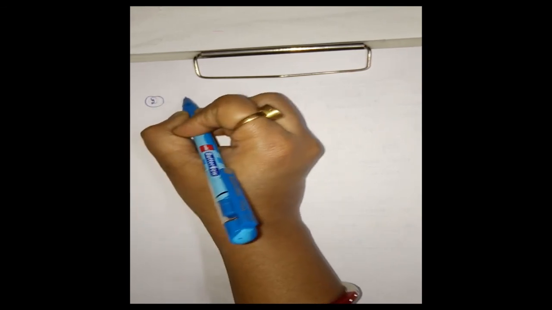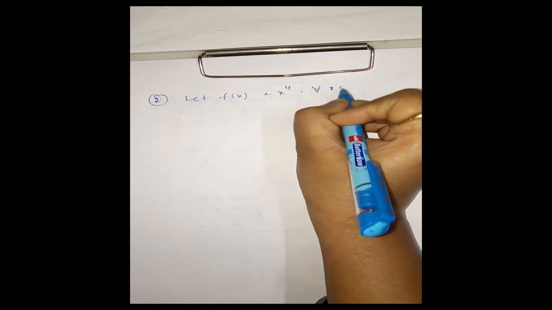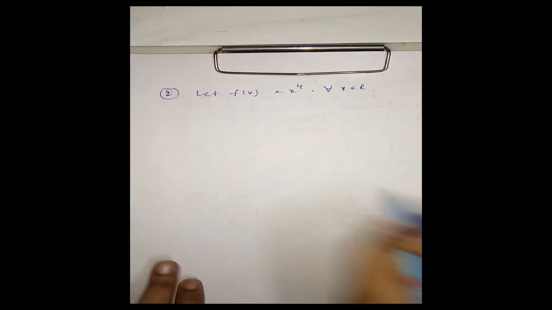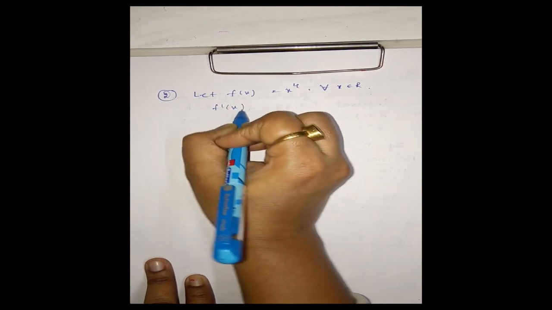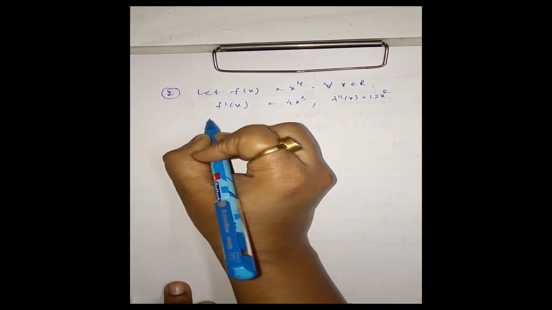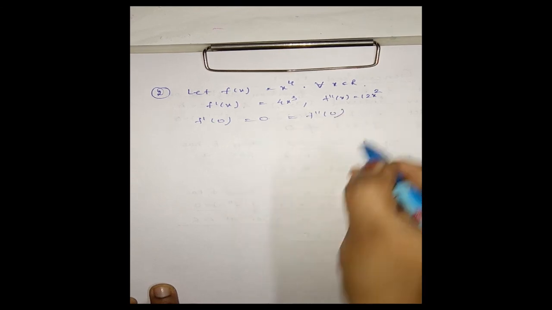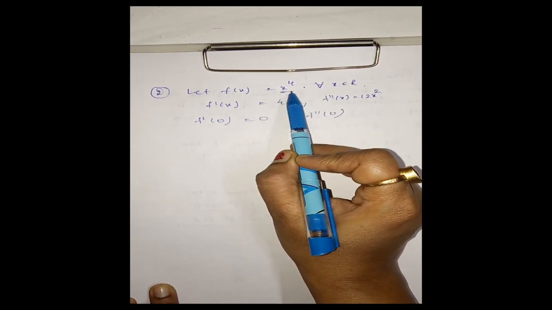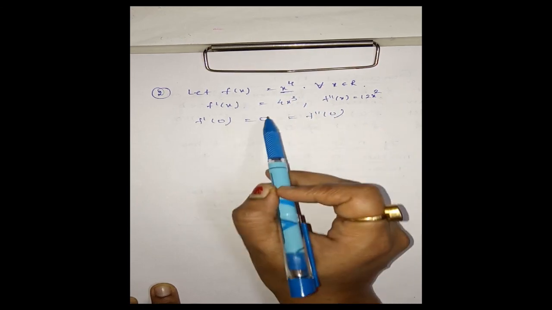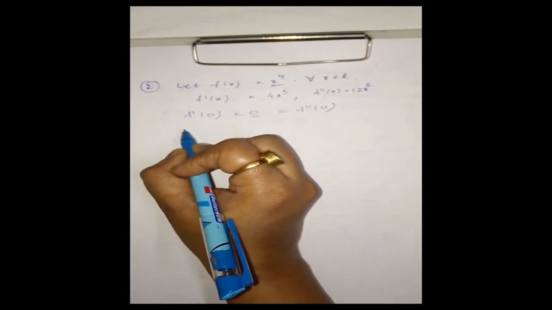Okay, again we have some example. Let f of x is equal to x^4 for every x belonging to R. Then here also we see that f dash x is 4x cube and f double dash is 12x square. Clearly f dash 0 is 0 and f double dash 0 is also 0. Okay, but this power is even, graph lies in first and second quadrant, and 0 is not the, no sorry, 0 is the minimum value.